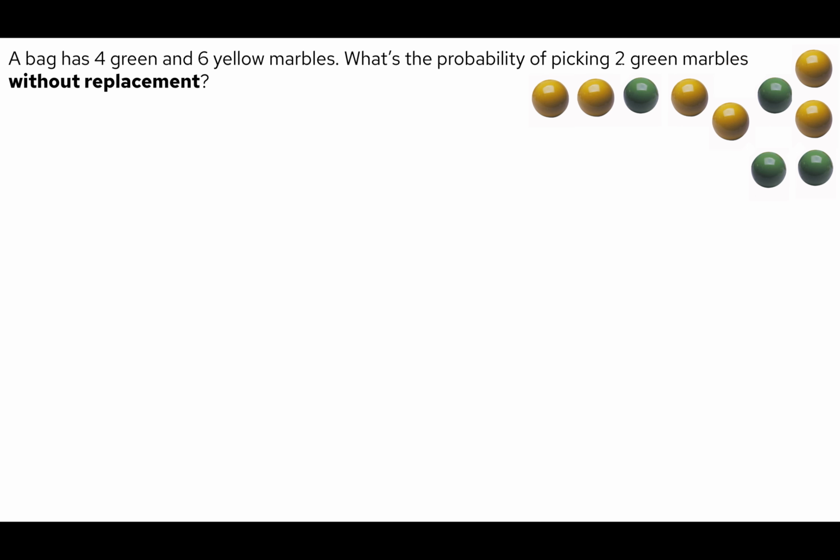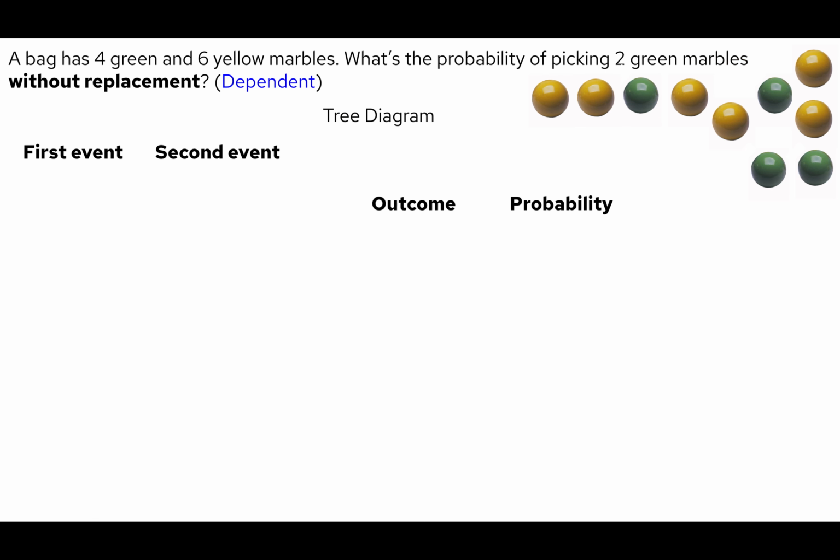Now let's try another one. In this one, I have a bag with 4 green marbles and 6 yellow marbles. And I want to know what the probability of picking 2 green marbles would be without replacing them. So this is now going to be dependent, but I still can make my tree diagram. Our first event, second event, outcome, and probability.